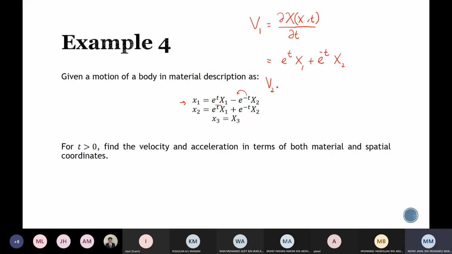Similarly, for V2, differentiate the motion number 2 here with respect to time. So you get e^t x1 minus e^(-t) x2. And similarly, for V3, there is no time, so it becomes 0. Okay. So differentiate x3 with respect to time. So x3 is another variable. There is no variable time, so you assume x3 as constant, so it becomes 0.